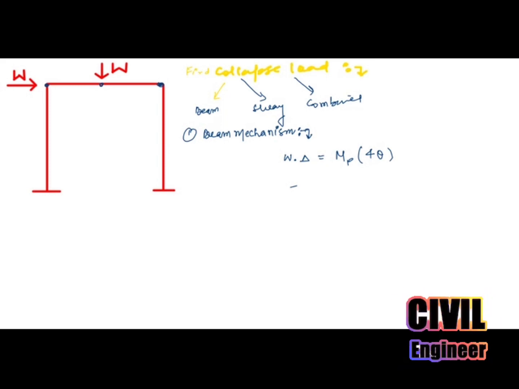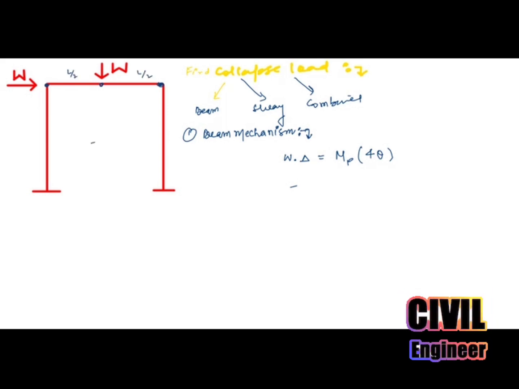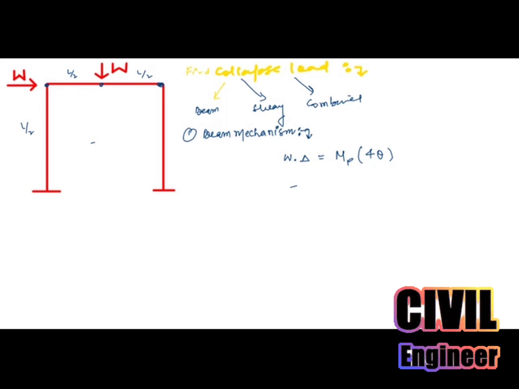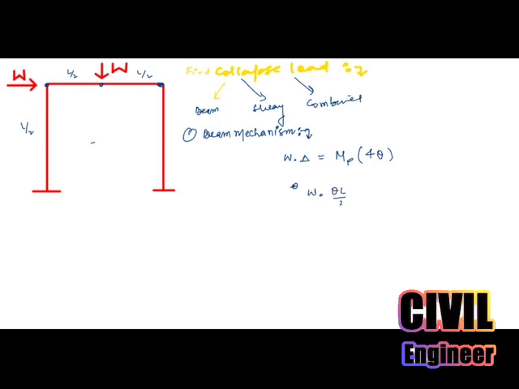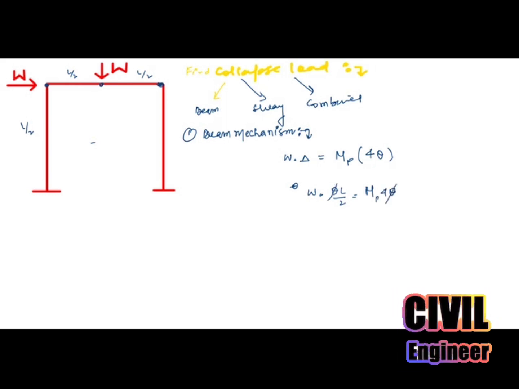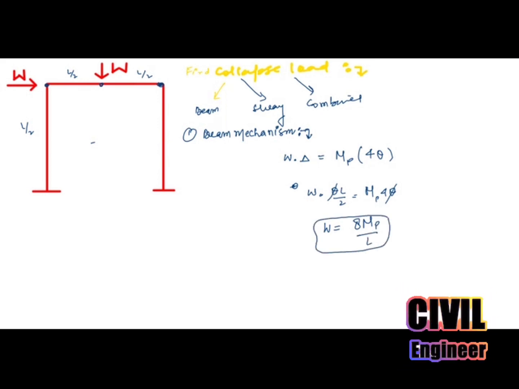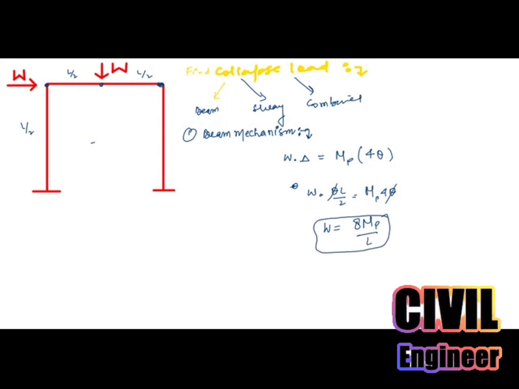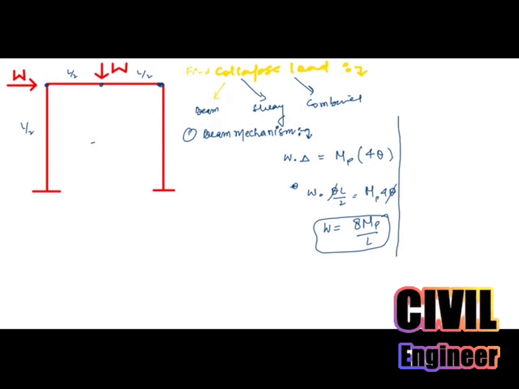If we take the lengths as L by 2, L by 2, and L by 2, then our W times theta L by 2 will be equal to MP into 4 theta. Theta will get cancelled. So W will be 8 MP by L. This will be the failure due to beam mechanism only.